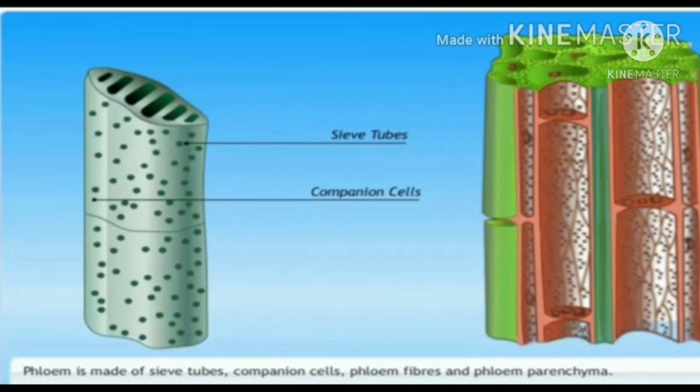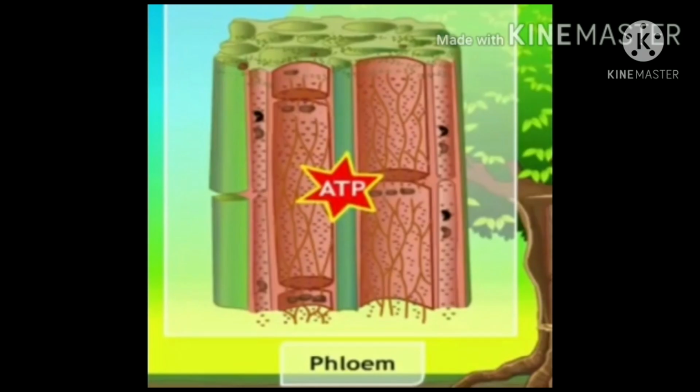See children, the translocation in phloem is achieved by utilizing energy. Material like sucrose is transferred into phloem tissue using energy from ATP. What is ATP? Adenosine triphosphate, the energy currency of the cells. Okay. This increases the osmotic pressure of the tissue, causing water to move into it. This pressure moves the material in the phloem to tissues which have less pressure. This allows the phloem to move material according to the plant's needs.